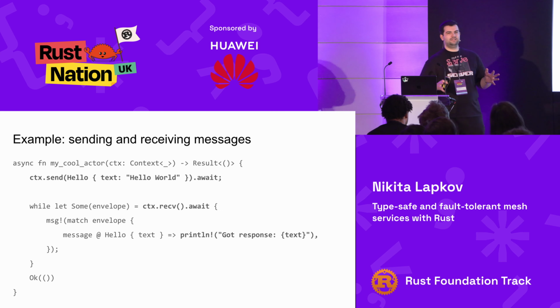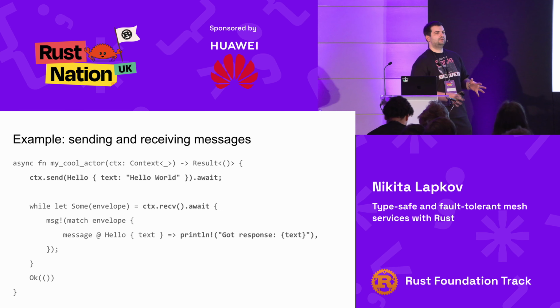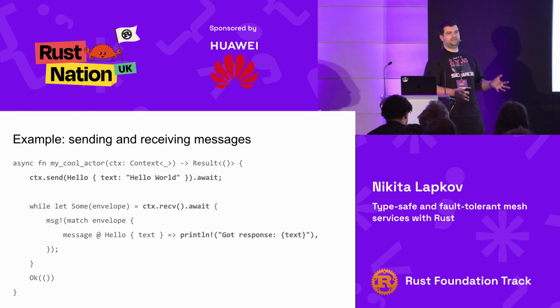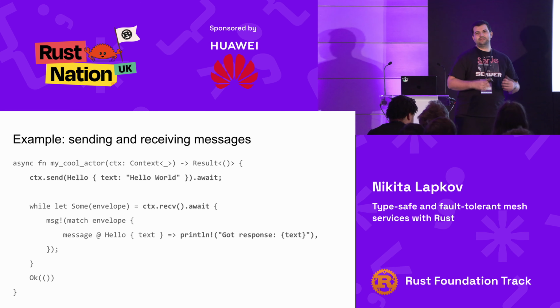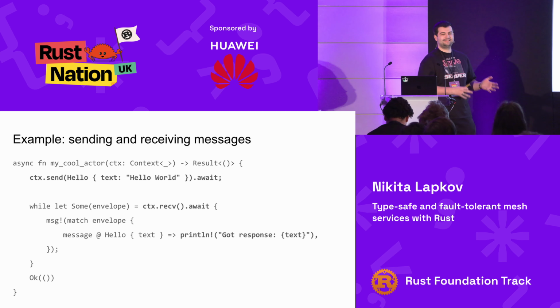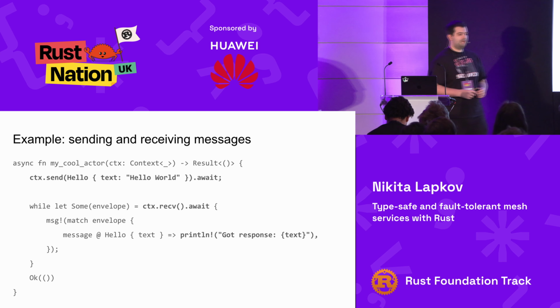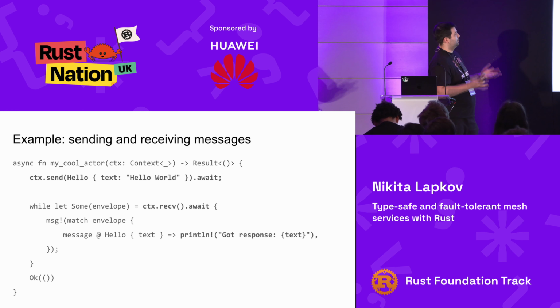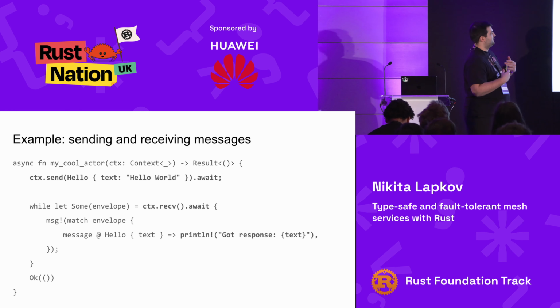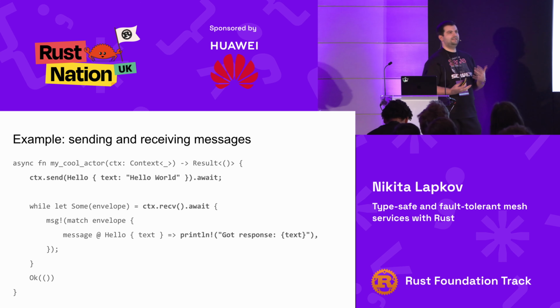Before we dive into the distributed part of Elfo, let's take a look at a simple example of an actor. As I said before, actors are basically concurrent tasks, and that maps nicely to async tasks in Rust. Here we have a very simple actor, which first of all sends a message with the text "Hello World," and then receives a message and checks if it is a reply to its earlier message.